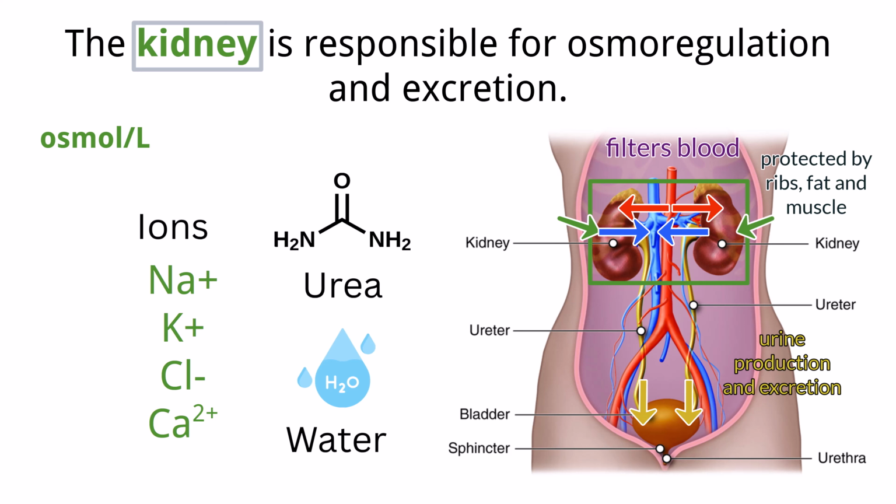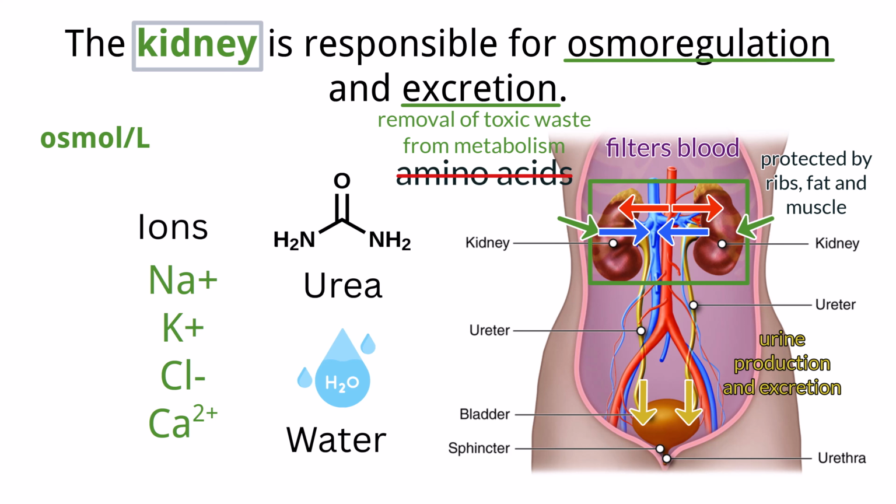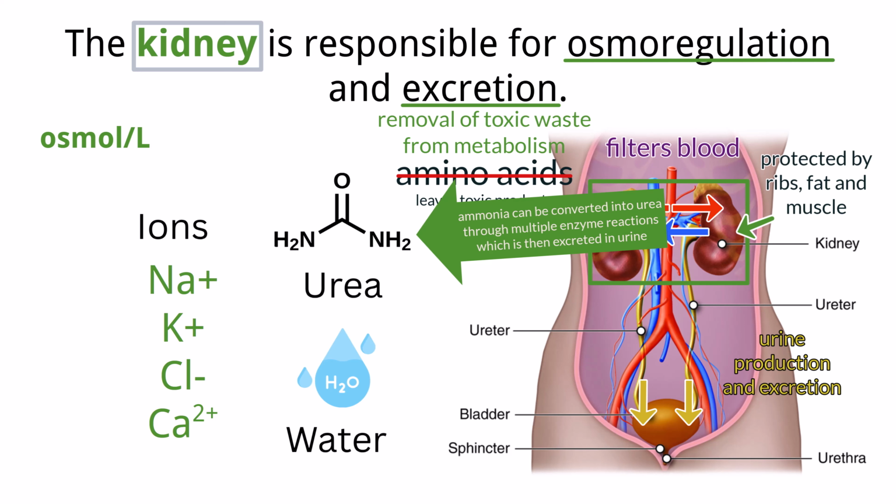Kidneys have two key functions, which are osmoregulation and excretion. These functions are essential for maintaining homeostasis, or internal balance in the body. Excretion is the removal of toxic waste products of metabolism from the body. For example, nitrogen-containing compounds are produced when excess amino acids are broken down. They become toxic if they accumulate in the body, so they must be excreted. In mammals, including humans, the main nitrogenous waste product is urea.